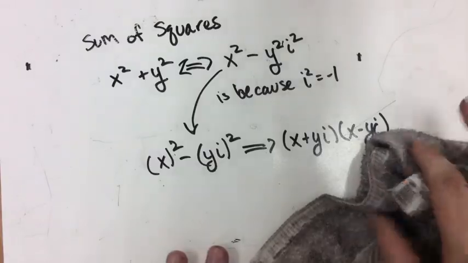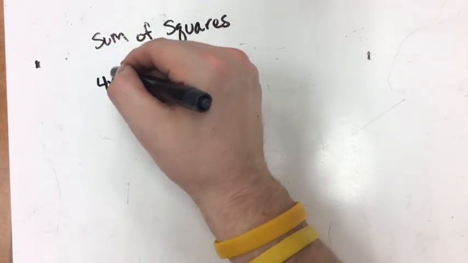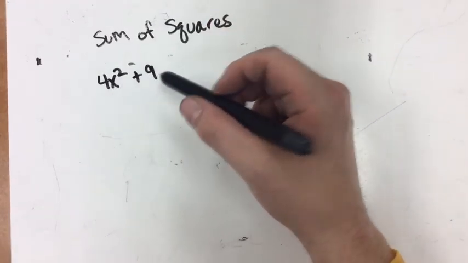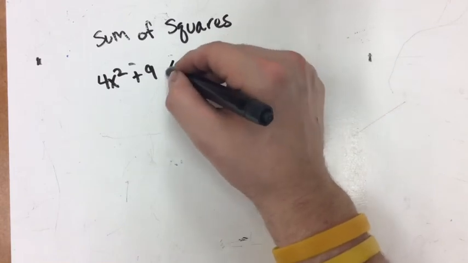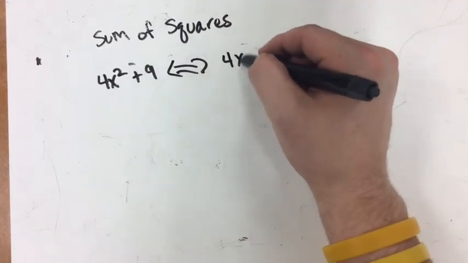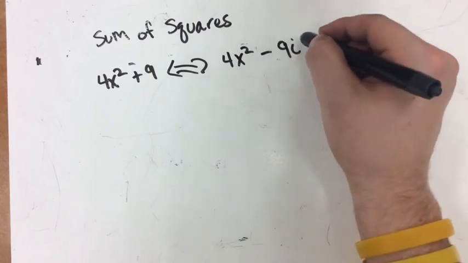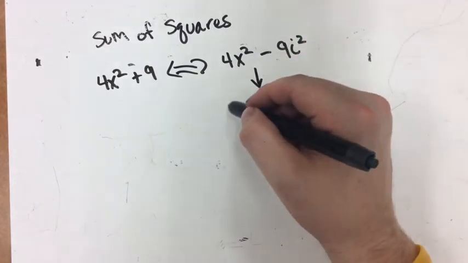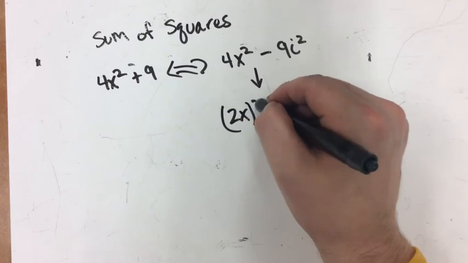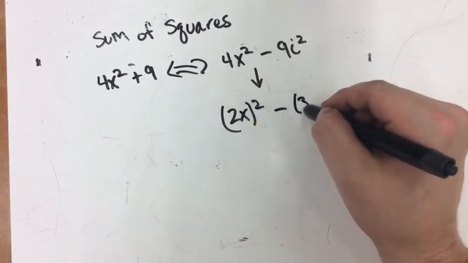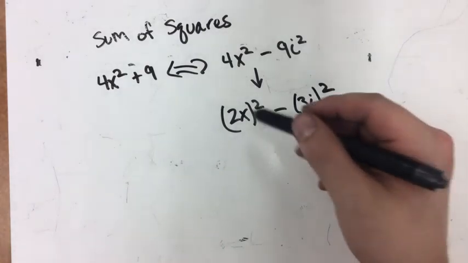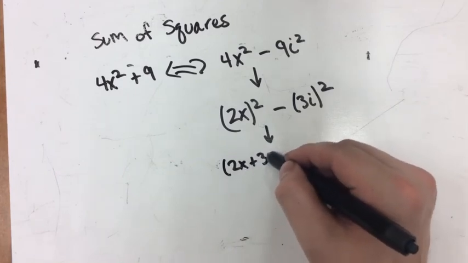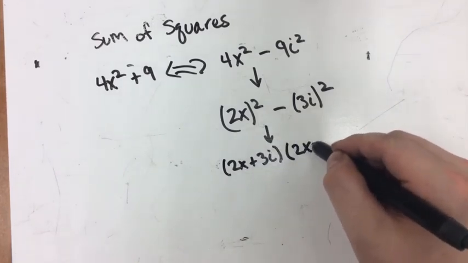So let's try an example of 4x squared plus 9. These are both perfect squares. So we'll use the sum of squares trick to change this into 4x squared minus 9i squared. We'll then use our difference of squares. We can say that this is 2x being squared minus 3i being squared. And now we'll use our trick to say that this is 2x plus 3i times 2x minus 3i.